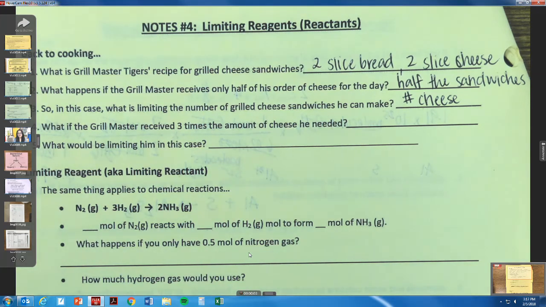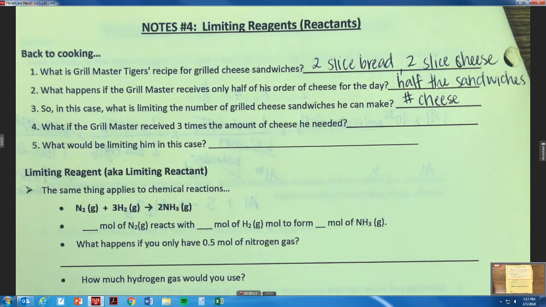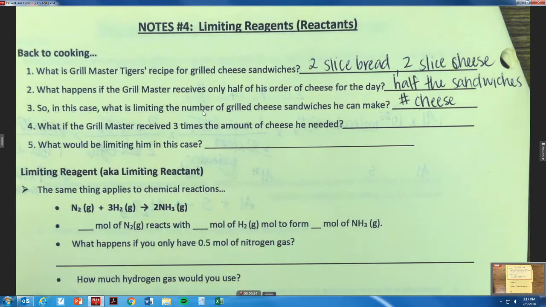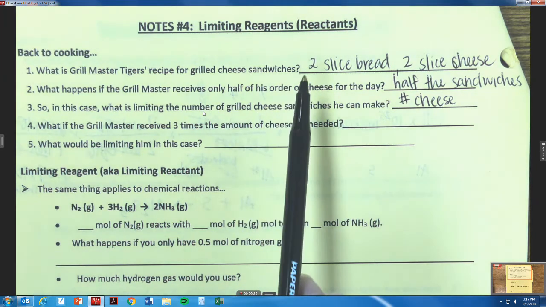Okay, so today we're going to go over notes number 4, limiting reagents or limiting reactants. I had actually started already, but then the phone rang, so I had to stop halfway through one of my questions. But anyway, back to cooking as our example for limiting reagents or reactants.